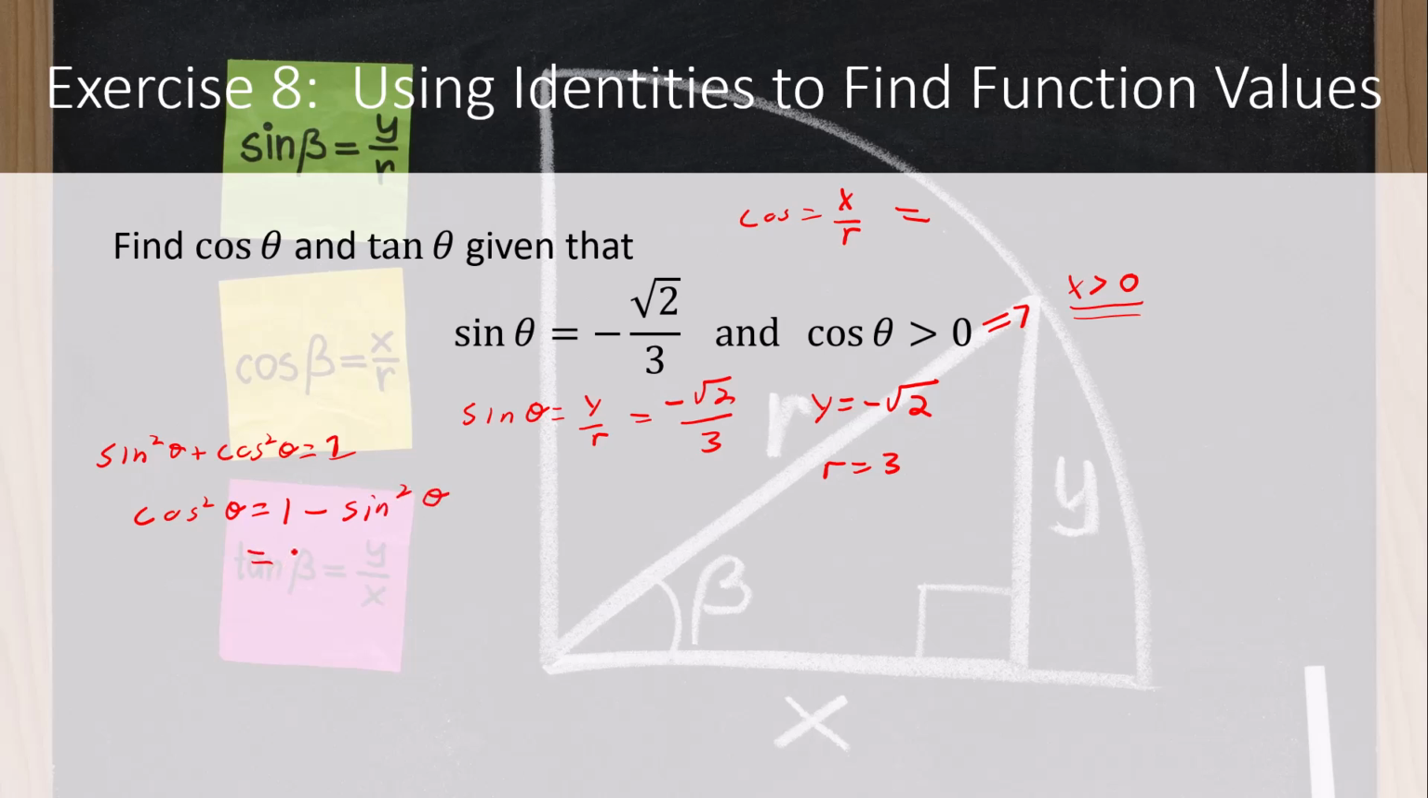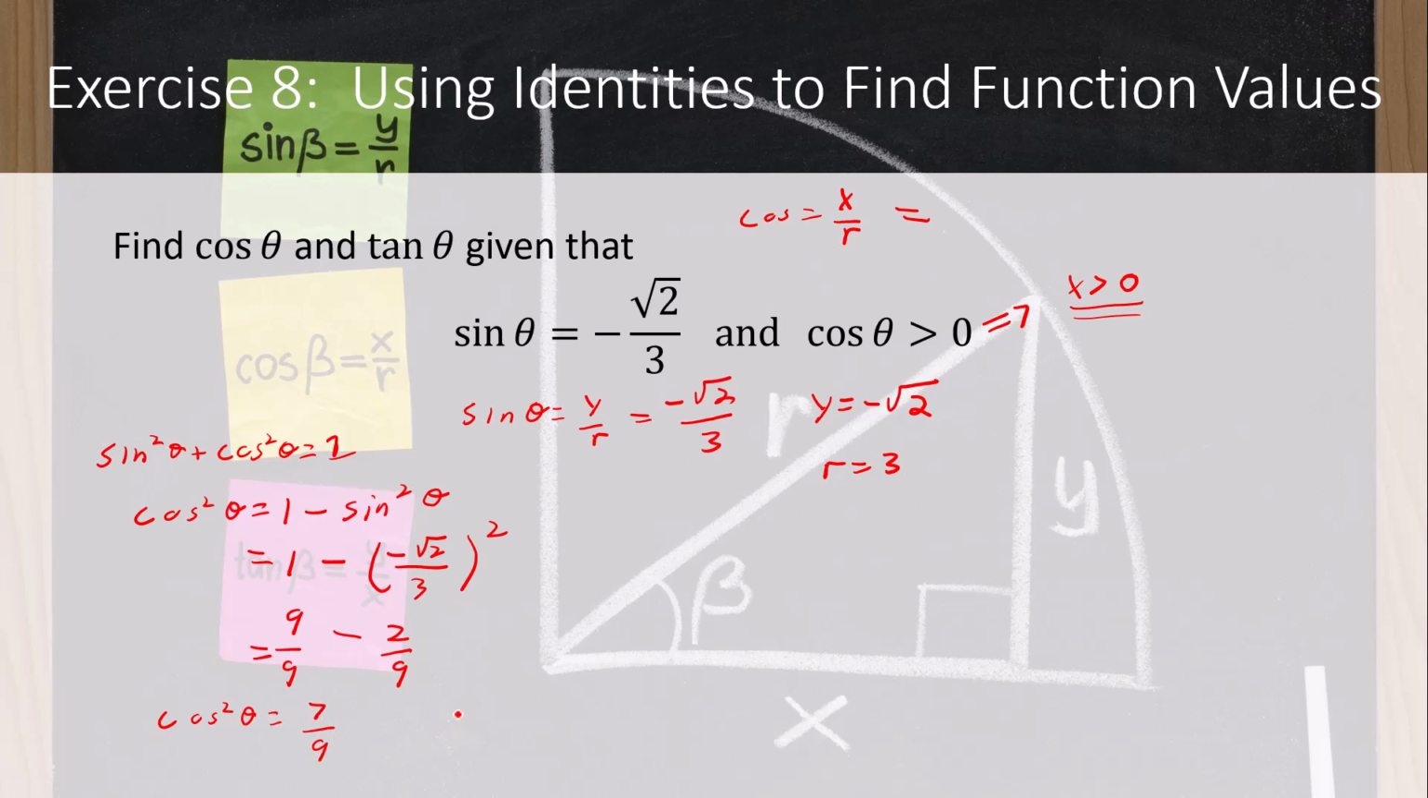which is going to be equal to 1 minus negative root 2 over 3 squared. Well, that is going to be 2/9. Negative root 2 squared is simply 2. 3 squared is 9. And this is going to be 1, or I can write this as 9 over 9, which means that cosine squared theta is going to be 7/9.